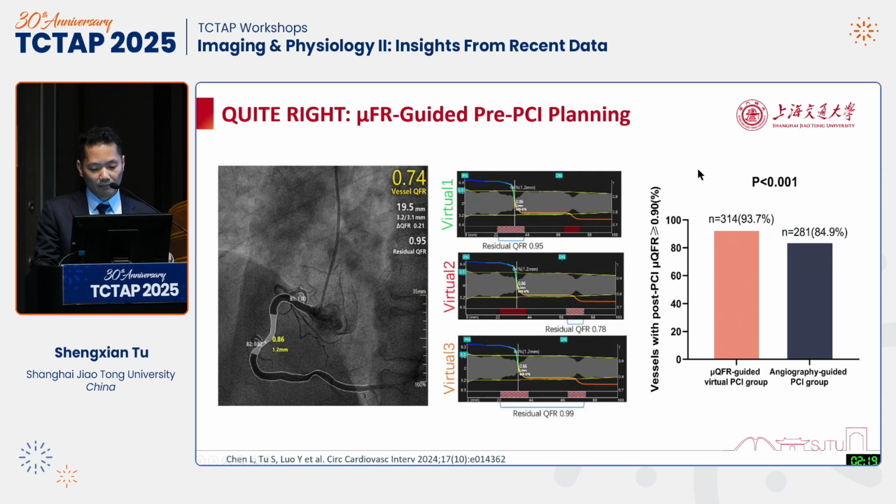And how to make optimal post-PCI physiology? This has been demonstrated in a paper published last year on virtual stenting for PCI planning, especially for tandem lesions. You have 2 lesions here, so using the software you can predict that if you stent this lesion, the mu-FFR will increase from 0.74 to 0.95. If you stent the distal lesion, you only slightly increase it. So using this, in the randomized trial, mu-FFR guided is better than angio guided in achieving the optimal post-PCI physiology.